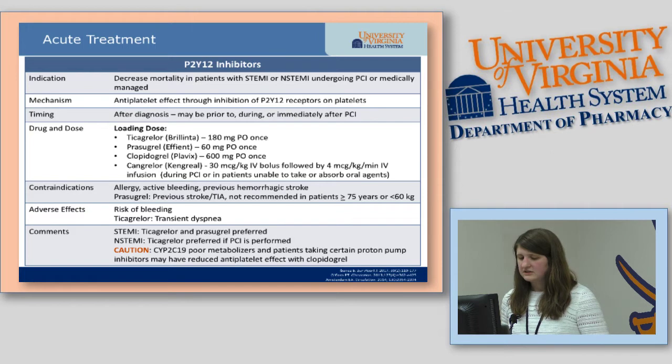All of these medications, you start with a loading dose, and then you go on to a maintenance dose, which we'll look at in a later slide. Of note, 3 of these agents are oral meds, and that's the ticagrelor, prasugrel, and clopidogrel.